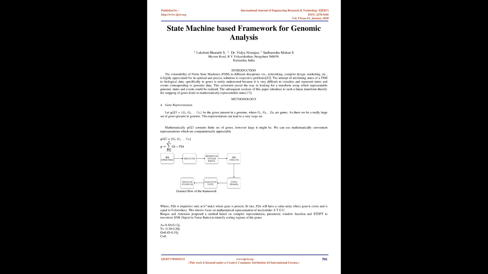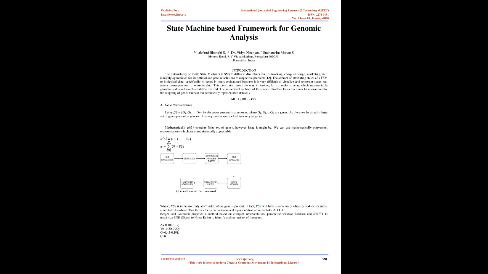Gene representation. Let G equal G1, G2, ..., Gn be the genes present in a genome, where G1, G2, ..., Gn are genes. As there will be a really large set of genes present in a genome, this representation can lead to a very large set. Mathematically it contains a finite set of genes, however large it might be. We can use mathematically convenient representations which are computationally appreciable, where the representation is impulsive only at the kth index where gene k is present. In fact, we will have a value unity where gene k exists and is equal to 0 elsewhere.